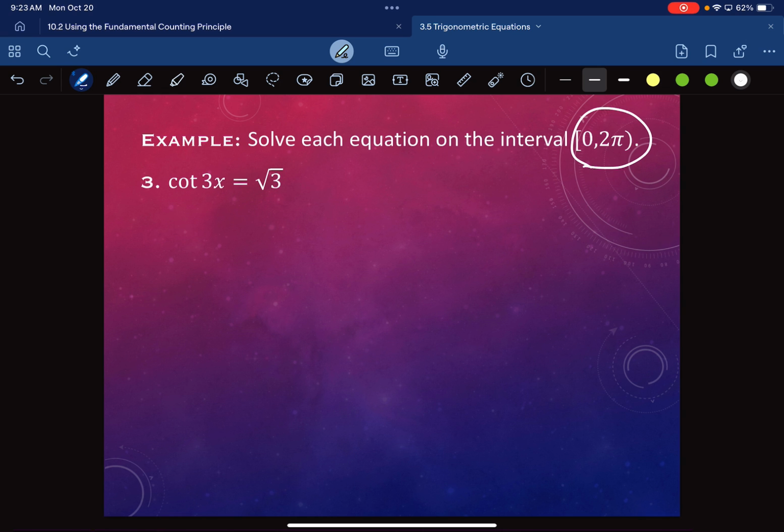The 3 with the x. What's that? Is it the 3 with the x? That's part of it, the 3 with the x. There's one more thing too. It's cotangent. Why is cotangent harder than sine?